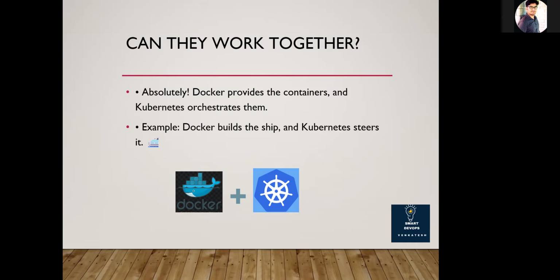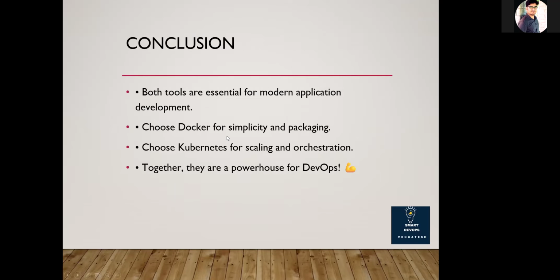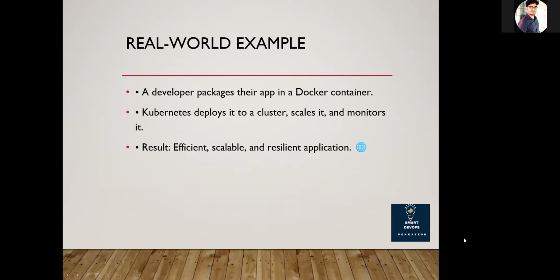And if you want to understand the real world scenario of how this happens, say you are building a small application. During development, you can use Docker to create containers and test your application locally. Building that image is the important part. And as you move to production, Kubernetes can help you deploy, monitor, and scale the application, ensuring high availability for users. This workflow is common in any organization, combining the strengths of both tools.